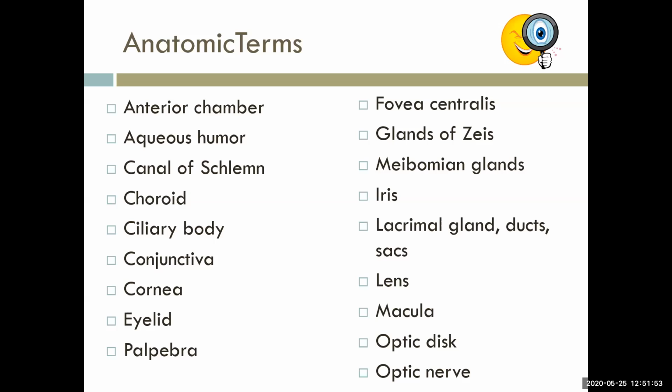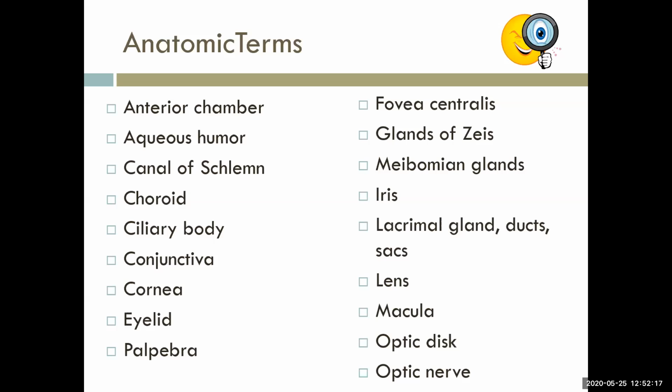And when we look at the word choroid, it's a vascular layer beneath the sclera that provides nourishment to the outer portion of the retina. The ciliary body is the ring of tissue behind the peripheral iris that's composed of ciliary muscle and the ciliary process. Conjunctiva is that mucous membrane that lines the eyelid and the outer surface.